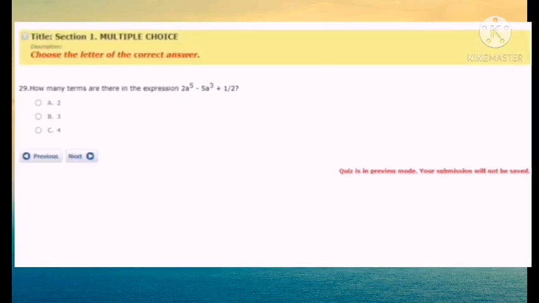Next, number 29, how many terms are there in the given expression? So we have to count the number of terms. So we have 1, 2, 3. So therefore, it's letter B. And number 30, what is the constant term in the given expression? When you say constant term, it is a term with no variable in it. So it's the number 8, which is letter B.